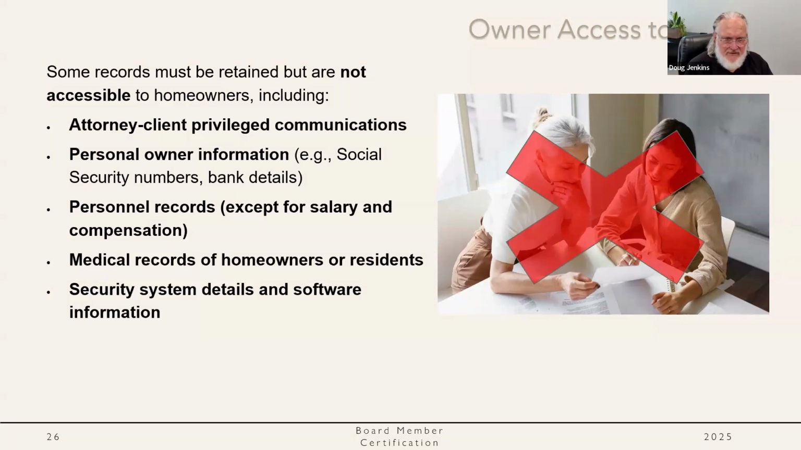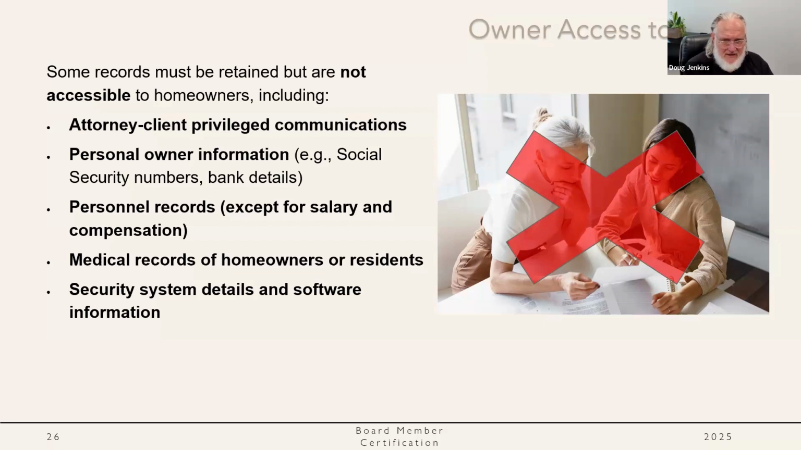Personal owner information: there may be details like bank accounts or social security numbers that you obtained because you screen new owners or renters. And while it's a good idea to redact those things or destroy those things, they may be in your possession. They are not available to owners on a records request.